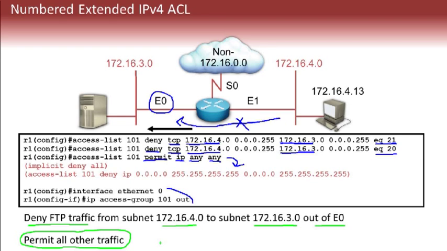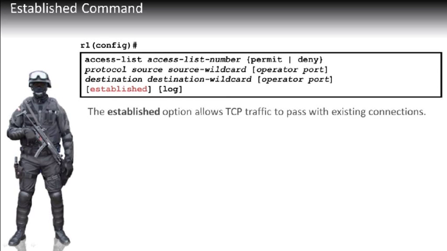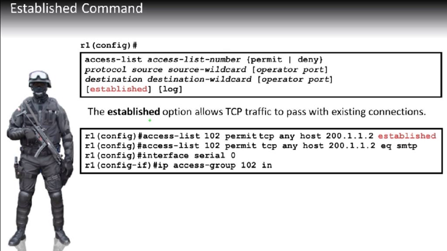Now, there is another interesting technique we can do with these extended ACLs. Notice here, there is this option of established that we can add that allows the TCP traffic to pass as long as there have been existing connections. Wow, pretty cool. So here in this particular example that we have on screen, the established parameter of this extended ACL is going to allow responses to traffic that originate from the mail host at 200.112 to return inbound on the serial zero interface. So a match occurs if the TCP datagram has the ACK, the acknowledgement, or reset bits set, which indicates that the packet belongs to an existing connection.